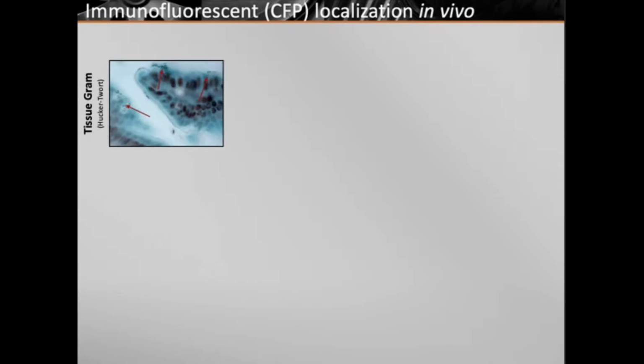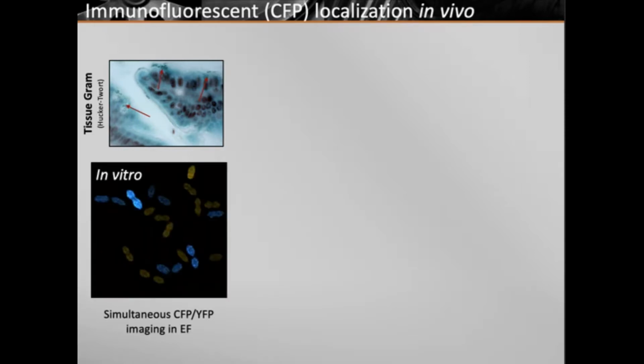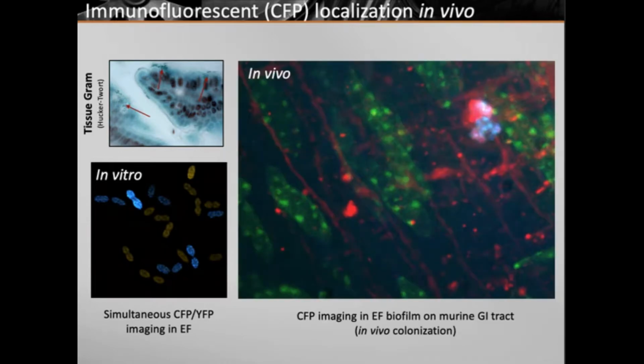Now we're going to put in a bug that is expressing a fluorescence protein that has a marker that shouldn't be on anything else. We're going to put in a cyan fluorescent protein. There's nothing in your gut that's blue. Okay? Nothing fluoresces blue. So if you look at them in vitro, you can do CFP, YFP, paired staining. So that's what they look like in vitro. Nice staining there. This is what it looks like in the GI tract.